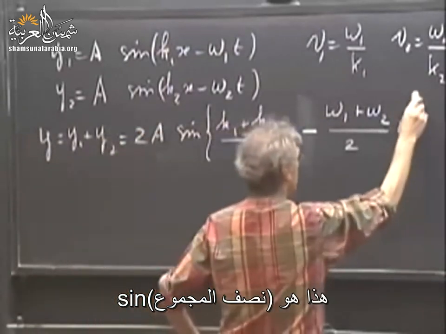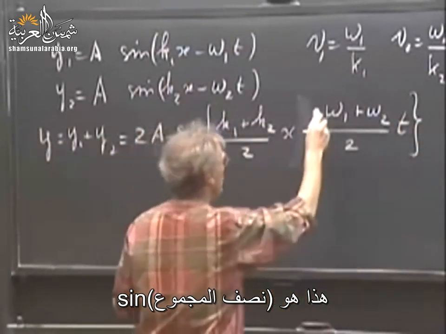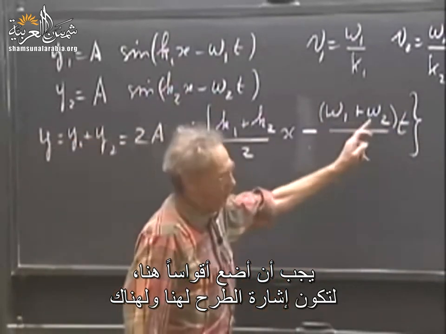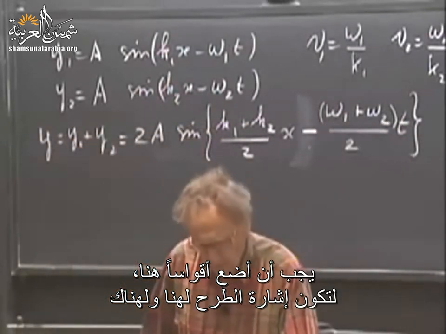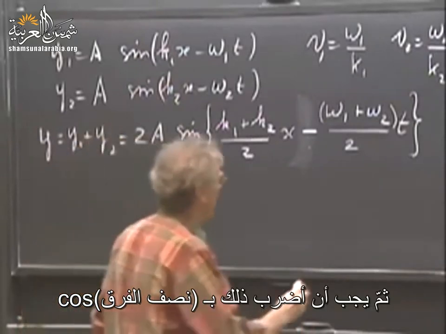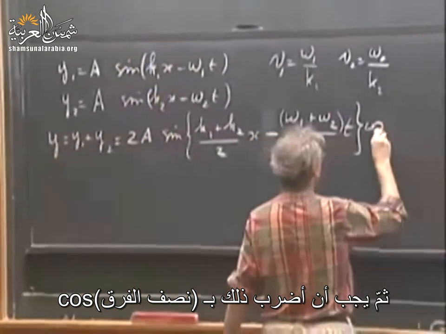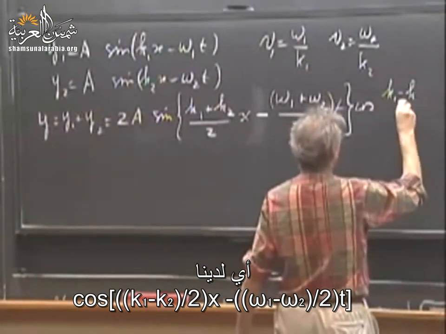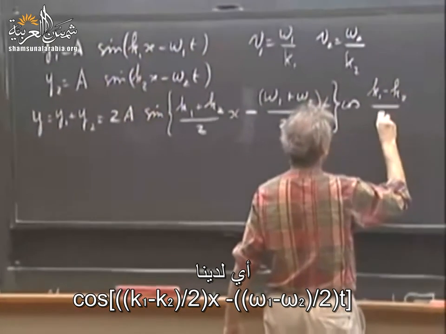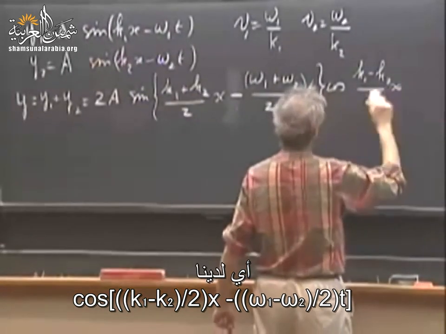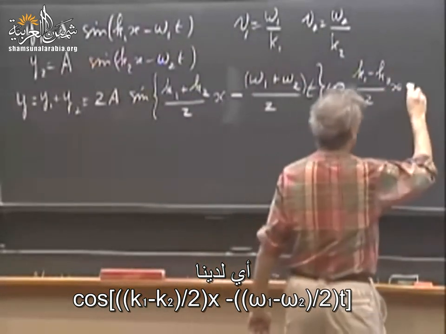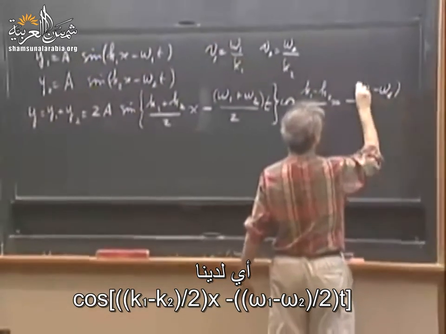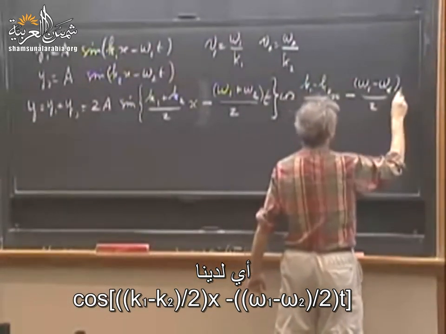So that is the sine of half the sum. I should put brackets here so that the minus sign holds for here and for there. And I have to multiply by the cosine of half the difference. So I get (k1 minus k2) divided by 2 times x. And now I get minus (omega 1 minus omega 2) divided by 2 times t.